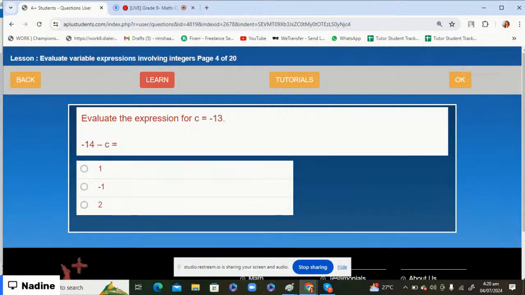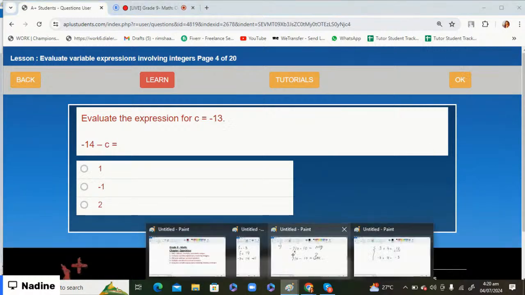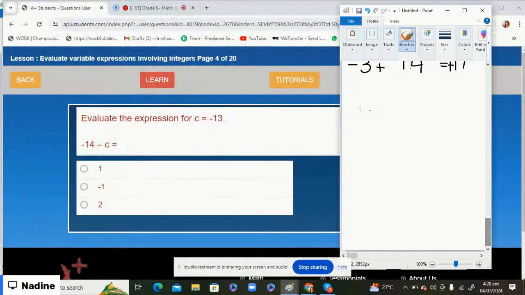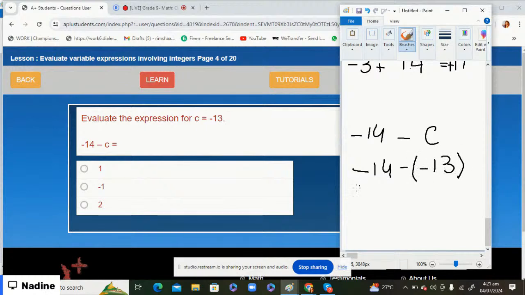Okay. Now this one is also so easy. Look here now. It's minus 14 and minus c. In place of c, we're going to put minus 13. Look here carefully now. Minus 14 as it is. Look here, this is negative, and this is negative. If there are two negatives, then minus minus becomes plus. So we are going to add here plus 13.